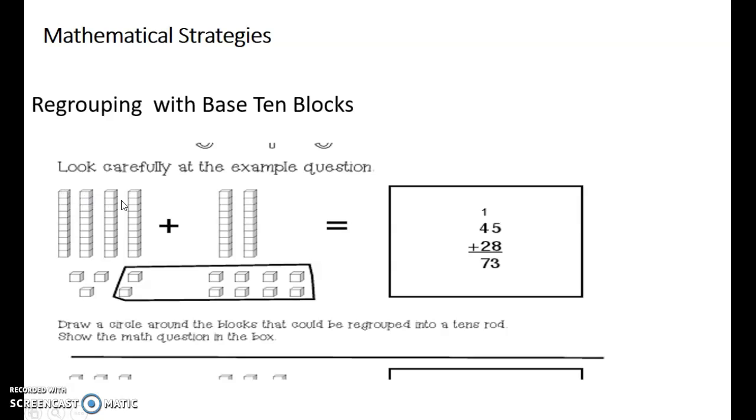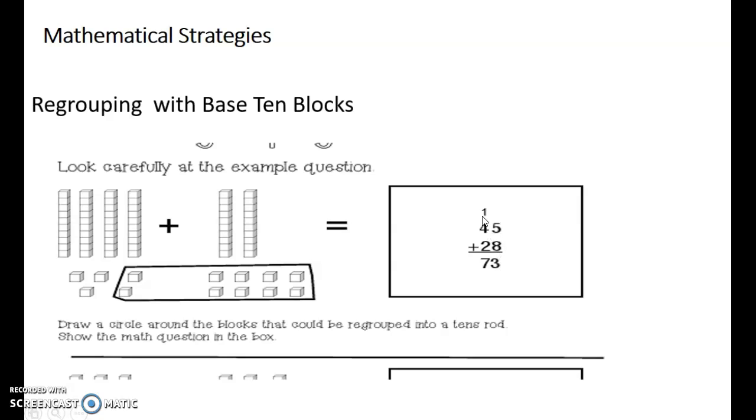1, 2, 3, 4. Equivalent to 40. And then we have 5 ones at the bottom. 2, 3, 4, 5. Plus 28. 10, 20. 8 ones. 1, 2, 3, 4, 5, 6, 7, 8. Notice now we're going to add. 5 plus 8 equals 13.